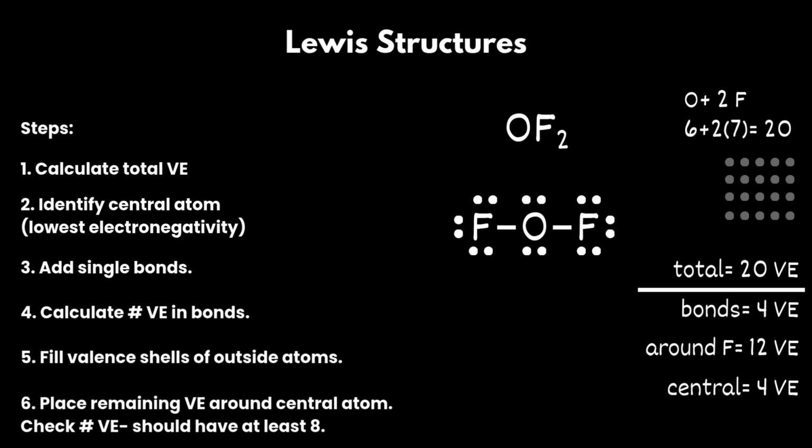Now, that's a pretty simple one. It might not always work out that way. We might not actually have enough valence electrons to place around the central atom, in which case we would probably have to go to double or triple bonds, which we're not going to cover in this video right now.